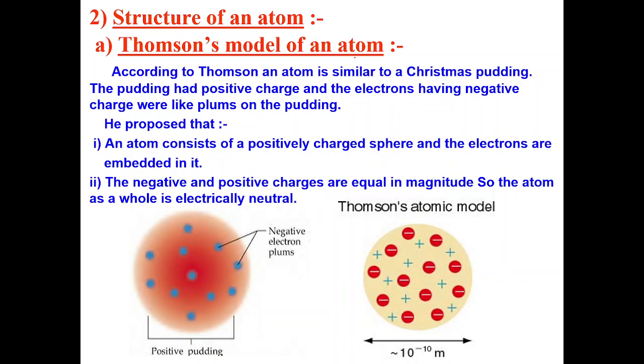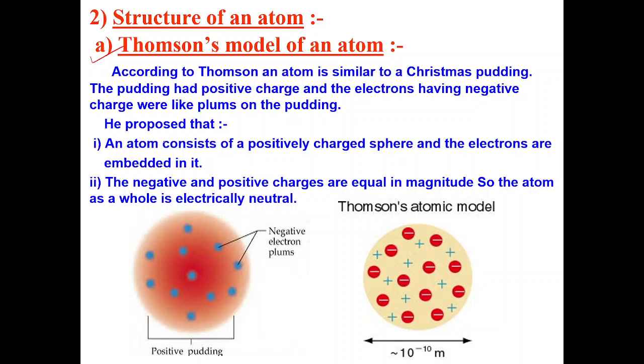Now let us come to the first model of the atom, that is Thomson's model of atom. According to J.J. Thomson, the atom would look like a Christmas cake or a plum pudding model. That is the other name of this model, plum pudding model. You can also consider it as a watermelon, wherein the positive charge is spread around the red area and there are electrons embedded in it, just like it is shown here.